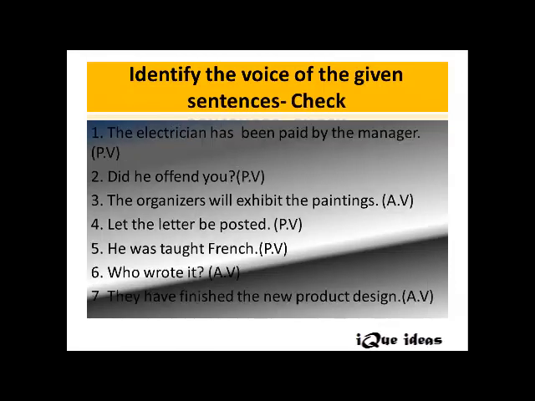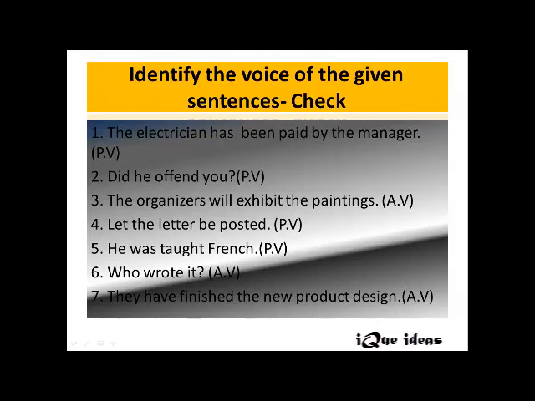Let's check it out. The first sentence, the electrician has been paid by the manager. Here you have a beautiful hint here, been paid. And one more indicator, by. As you already learned, by gets used only in the passive voice, not in active voice. So the first sentence is in passive voice. Let's look at the second one. Did he offend you? Do you see a by here? No. And do you see a 3V here? No. So obviously the sentence is in active voice, not passive voice. It has to be in active voice.